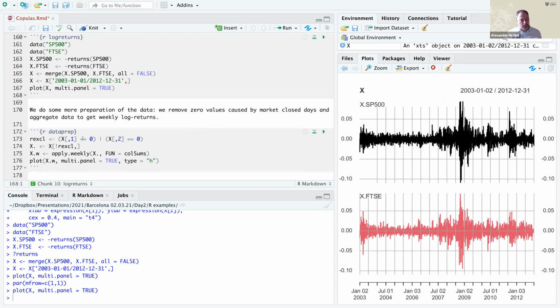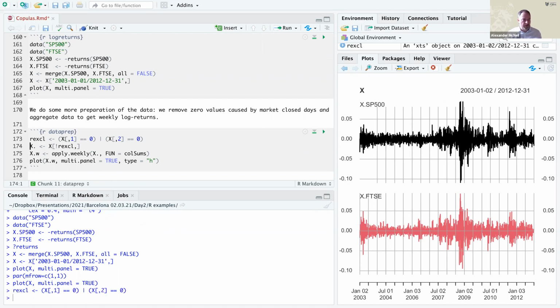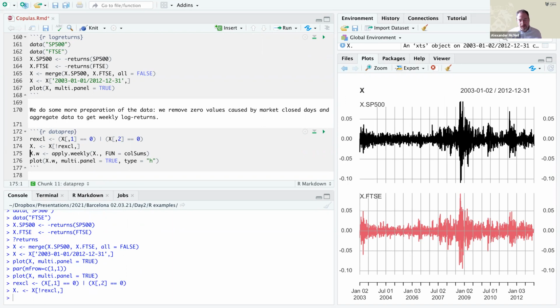There are some zeros caused by market close days, holidays in the US, holidays in the UK. So I do a little bit of data cleaning. So this is not important. I'm removing some zeros. And what I'm going to do is I'm going to look at returns over a weekly interval rather than, it could be monthly, but I'm going to change to weekly. So these are daily. These are daily time series during the financial crisis, a little bit before, a little bit after.